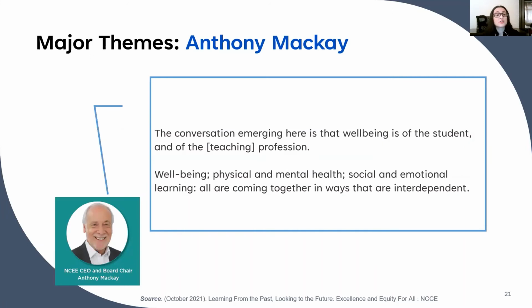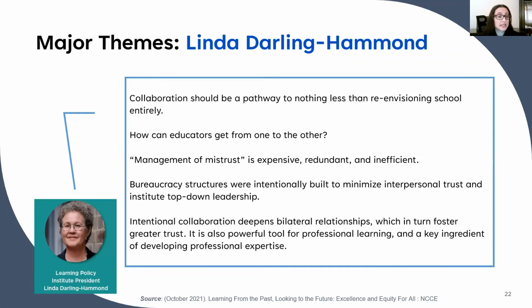Major themes brought by Anthony McKay, for example, the board chair of the NCEE and the CEO. And I quote, conversation emerging here is that well-being is of the student and of the teaching profession. Well-being, physical and mental health, social and emotional learning, all are coming together in ways that are interdependent. And Linda Darling-Hammond, the Learning Policy Institute president, and I quote, collaboration should be a pathway to nothing less than envisioning school entirely. How can educators get from one to the other?